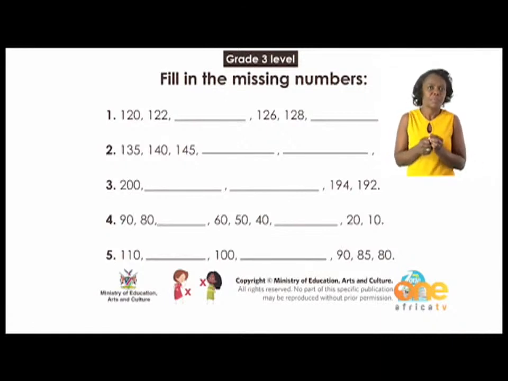You continue with number 4 as well. Number 4, they count 90, then they go to 80. And they will go to which number? Then they give us 60, 50, 40, and they jump one number. They go down to 20 and 10.